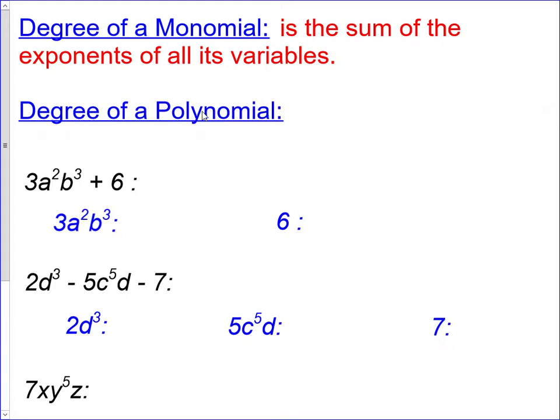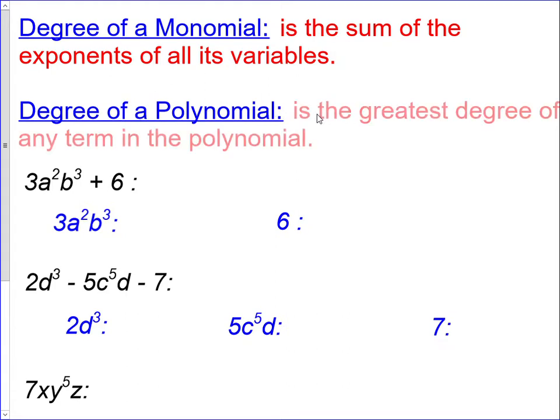All right. So when we talk about the degree of a polynomial today, it's the greatest degree of any term in the polynomial. So once we determine the degree of each monomial in the polynomial, then we can decide the degree of the polynomial because we'll go with whichever monomial has the highest degree. Let's just jump right in and take a look at how this works.